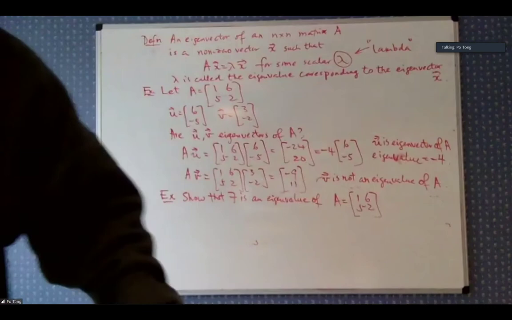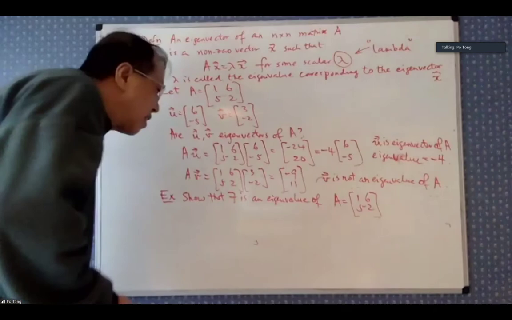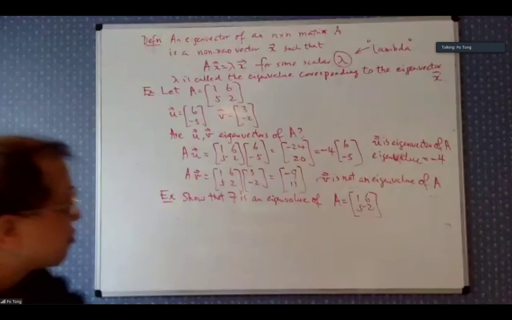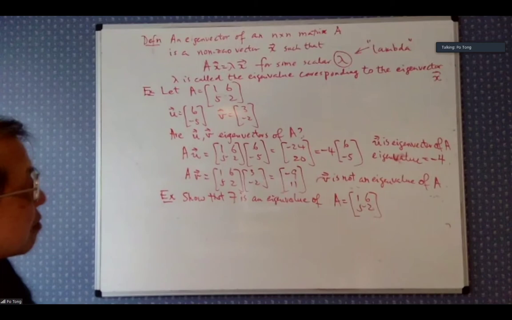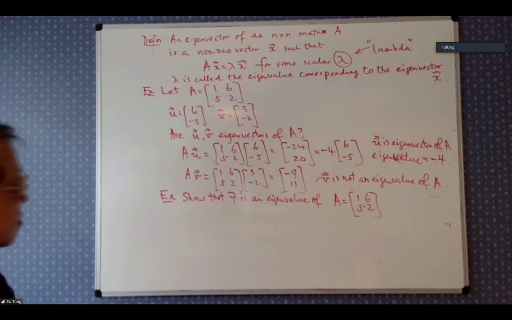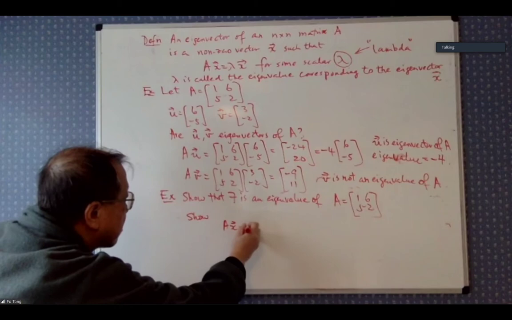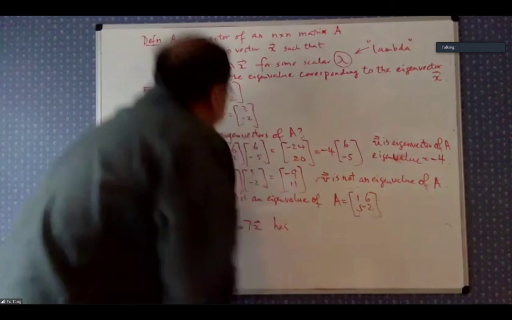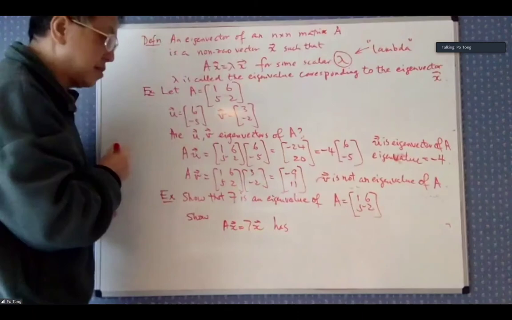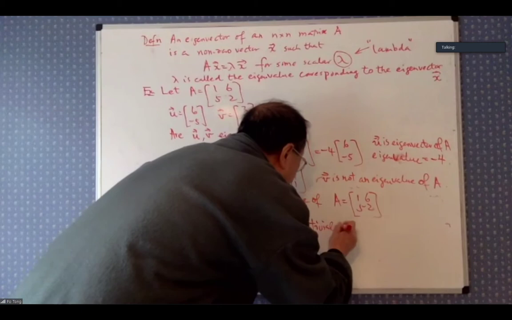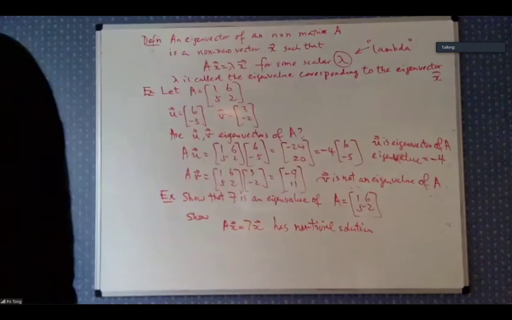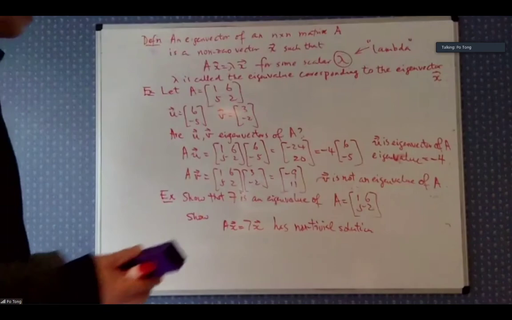Here we are actually talking about the same matrix, and we want to show that 7 is an eigenvalue. They already give you the eigenvalue; they are not asking you to find it. These problems are slightly easier than later problems. 7 is an eigenvalue of A. That means you need to show that A times x equal to 7x has a non-trivial solution, because you need a non-zero vector to satisfy this. So we want to show that this has a non-trivial solution. How do we do that?